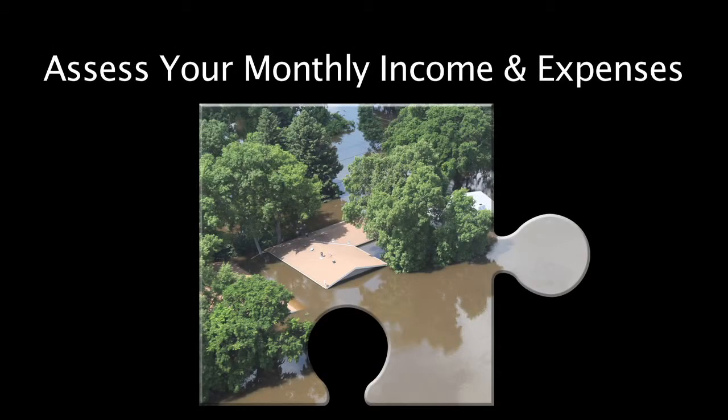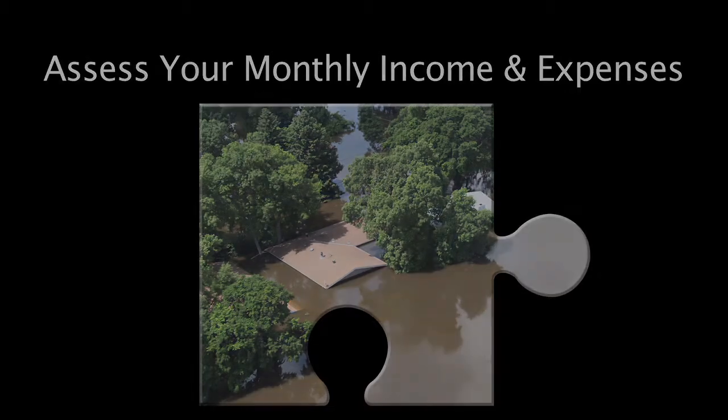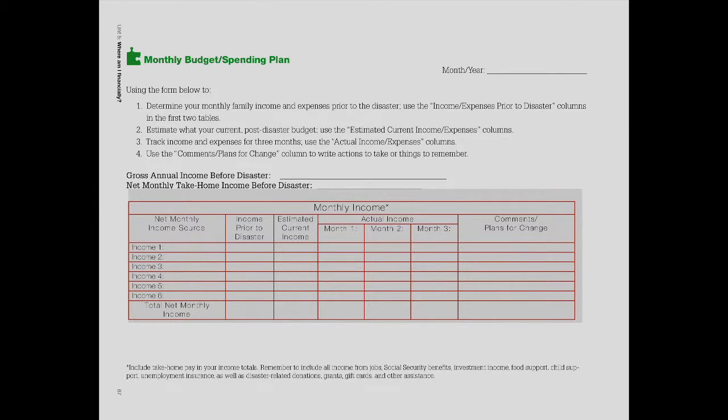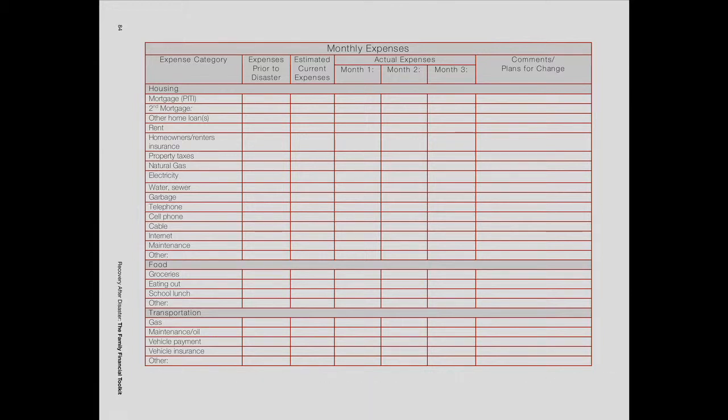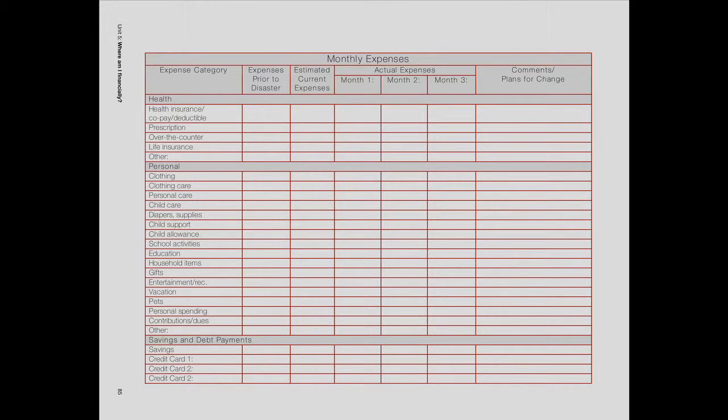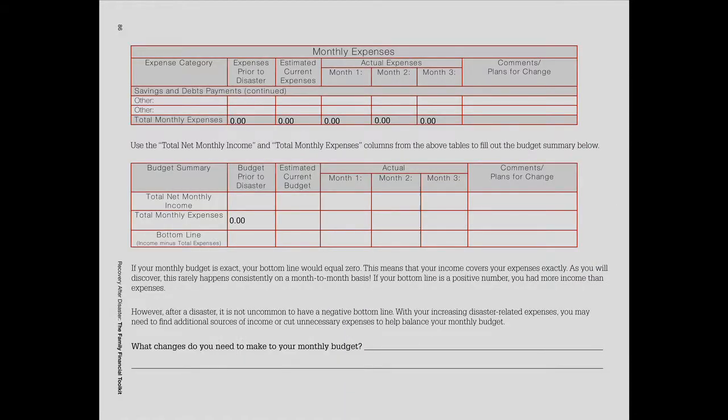Step 1. Assess your monthly income and expenses. Assessing your monthly income and expenses by completing a monthly spending and savings plan or budget is one useful tool to help families determine what actions to take following a natural disaster. This tool, available in the Family Financial Toolkit, will help you understand your income and expenses prior to the disaster and estimate what they will be post-disaster. It will help you track your income and expenses for the next 3 months and make adjustments to your budget as needed. This process will help ensure you are adequately informed as you make important decisions affecting your financial resources.